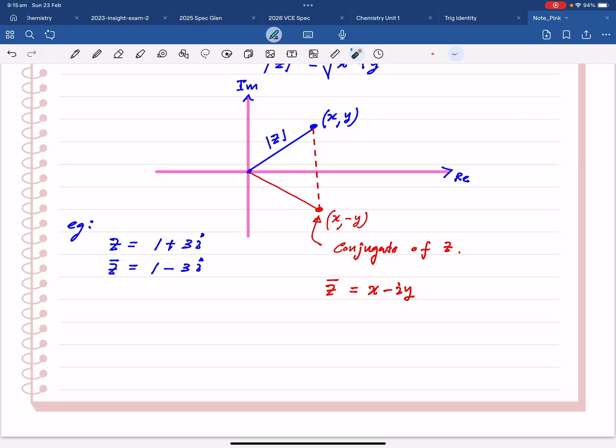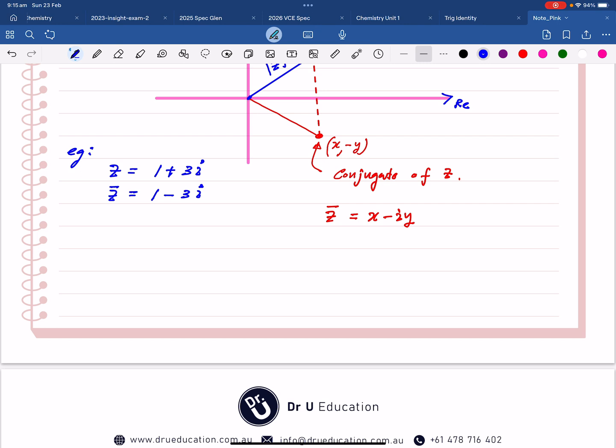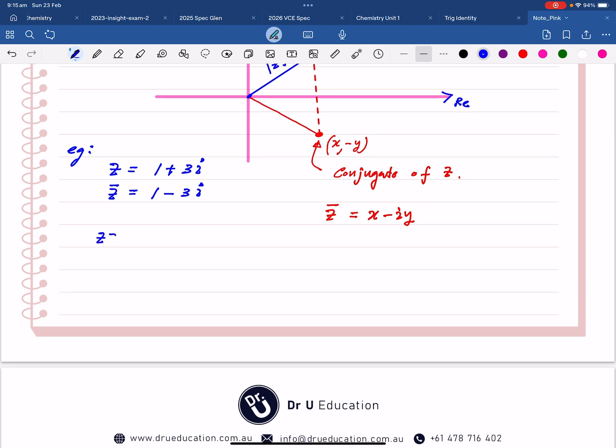If the complex number is defined here, like this, then the conjugate is right here. Some people have this misunderstanding: if the complex number is here, the conjugate can be here too. No, it's always down. Always about the x-axis. Reflection, not about y. Okay, that's good. Now, from here, we will try to find z z bar.